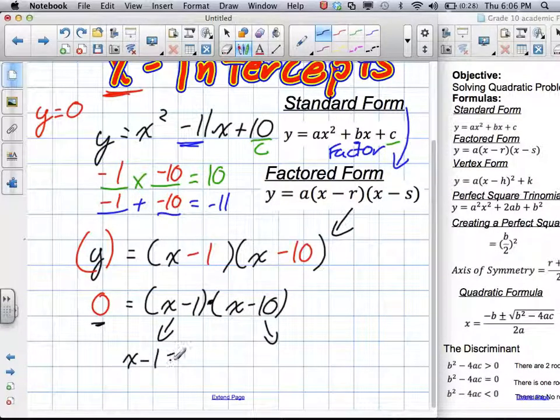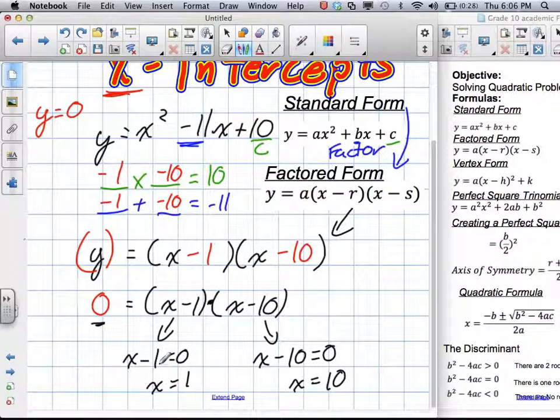x minus 1 equals 0. x minus 10 equals 0. And I move the 1 over. x equals positive 1. And x equals positive 10. Because we move negative 1 over, it becomes positive. Does that make sense? And we move negative 10 over, it becomes positive 10.